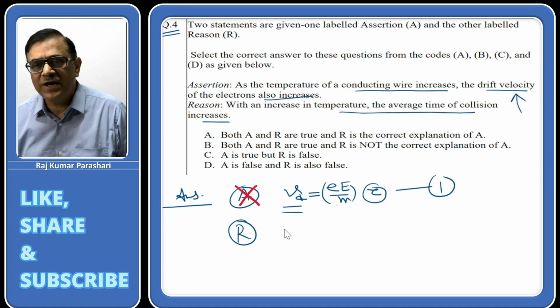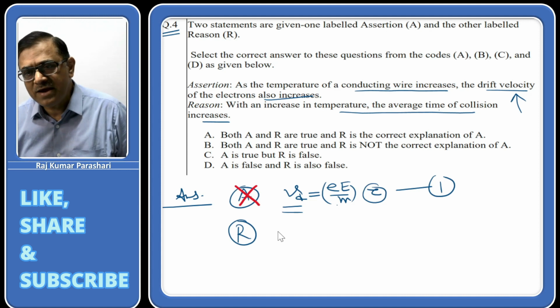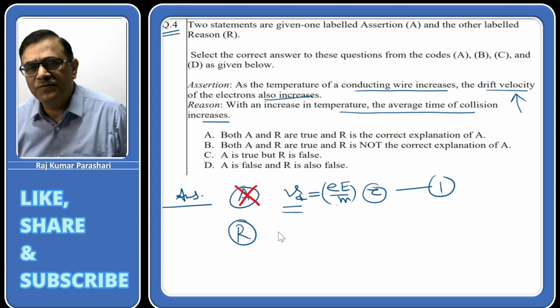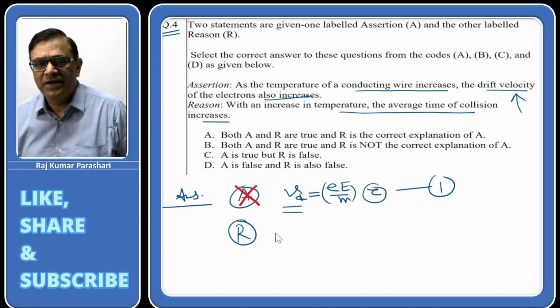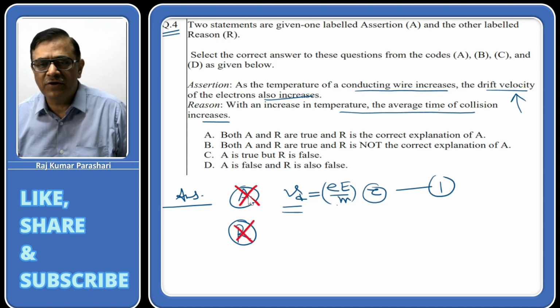They collide more frequently with the ions. Frequency of collision increases, and hence the average time of collision decreases. This statement is also false, because assertion is false, reason is also false, and hence option D is correct.